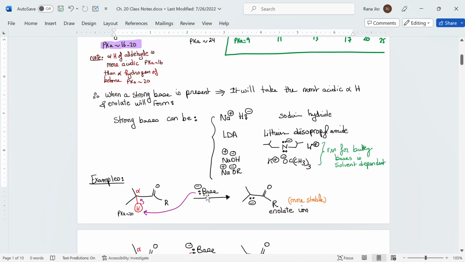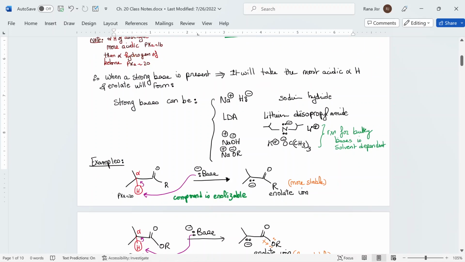So if you have an alpha hydrogen, the base is going to come and take the alpha hydrogen. So we say that the compound is enolizable. And if it is enolizable, we're going to go ahead and form the enolate ion. So base always comes and takes the alpha hydrogen. Now you have to choose the most acidic alpha hydrogen. Here in this case, I only have one type of alpha hydrogen.